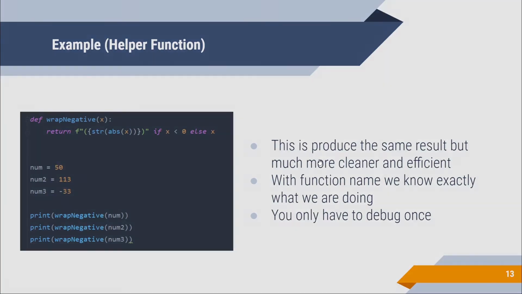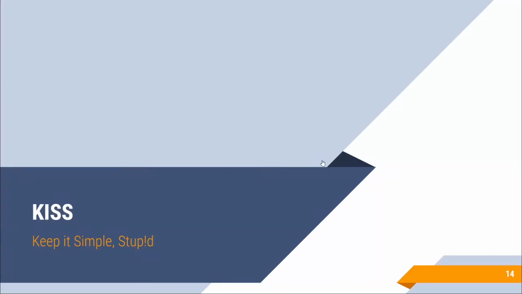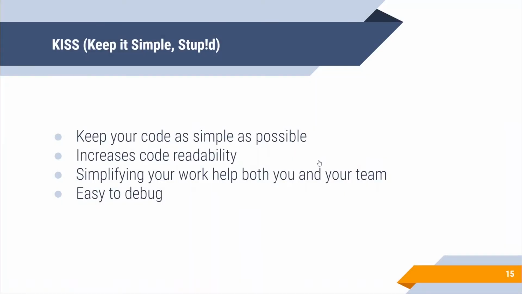And next up, KISS: keep it simple. That acronym means keep your code as simple as possible, which increases your code readability and simplifies your work to help both you and your team. Especially in an actual development environment where you're working with others, it is very important to keep it simple. And last but not least, it's easy to debug.